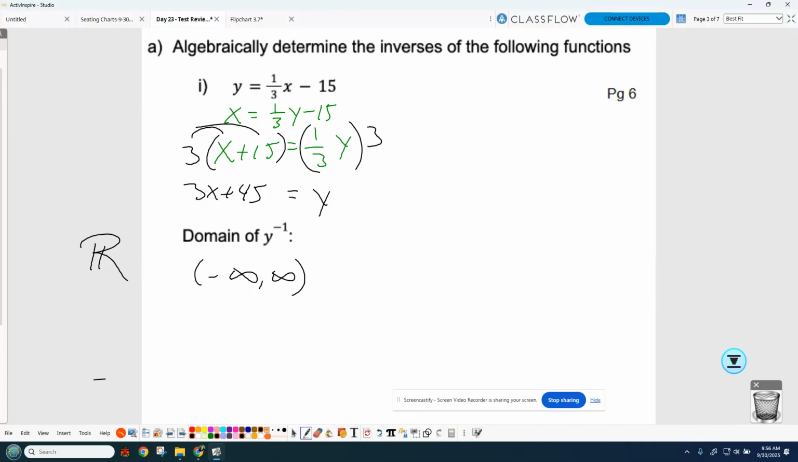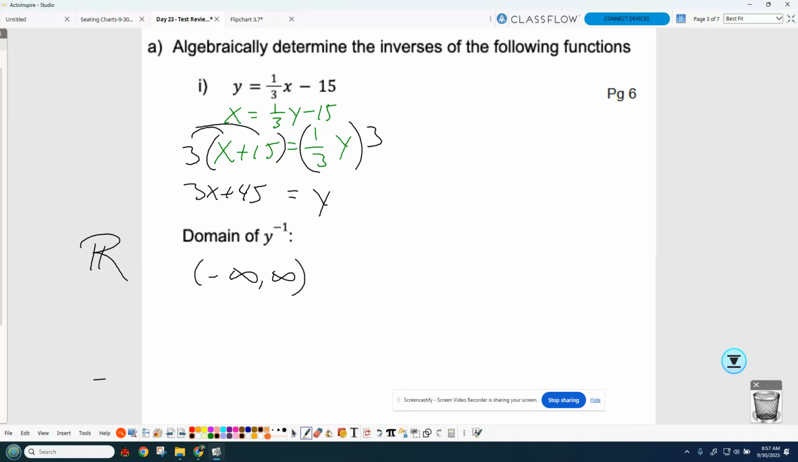Yeah, Natalie? How do you know that's a domain? So the way we check domain is really, what are we not allowed to put in there? So we're not allowed to divide by 0. Am I dividing by anything here? I mean, I'm dividing by 1, but that 1 is never going to be 0. Am I square rooting anything? No, so I'm allowed to multiply any number you can think of by 3. And then I'm allowed to add 45 to it. So there was nothing I had to throw out.